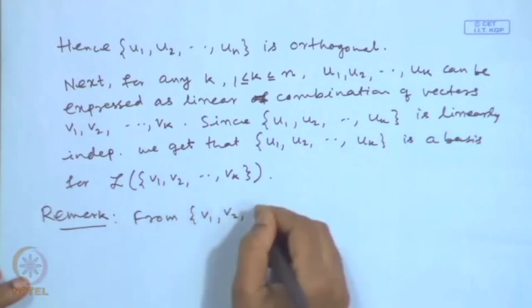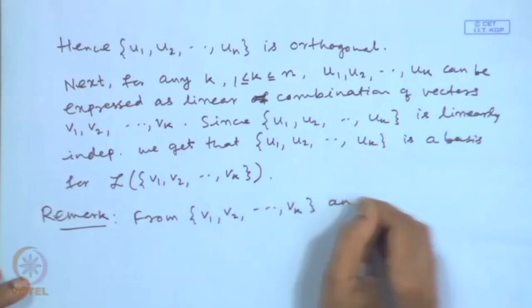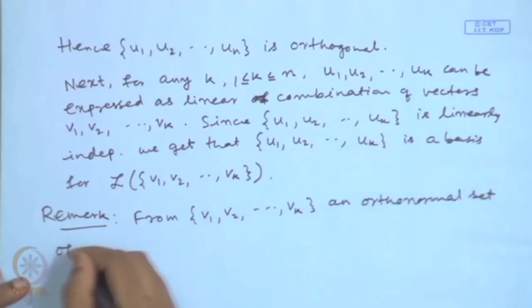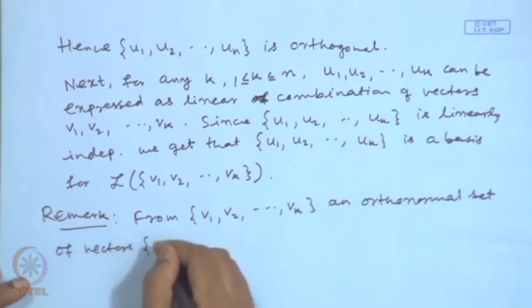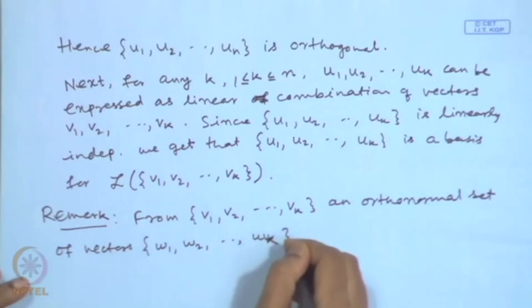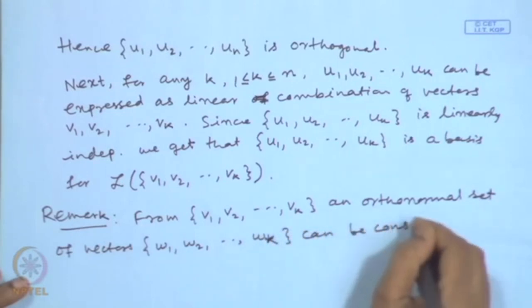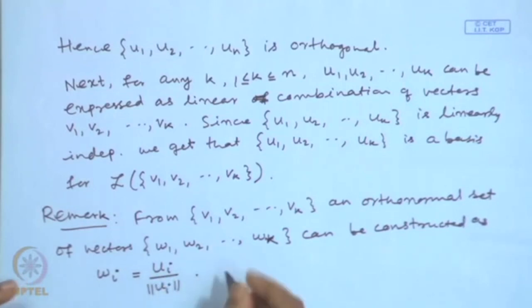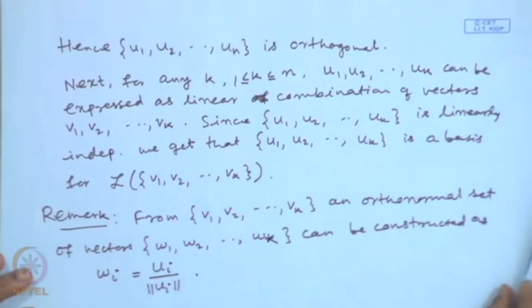So here from this set of vectors v1, v2 to vk, an orthonormal set of vectors, say w1, w2, to wk, can be constructed as wi can be taken as ui divided by the norm of ui. So now the norm of all these vectors w1, w2, to wk will be equal to 1 and they are also orthogonal. So this will be an orthonormal set.